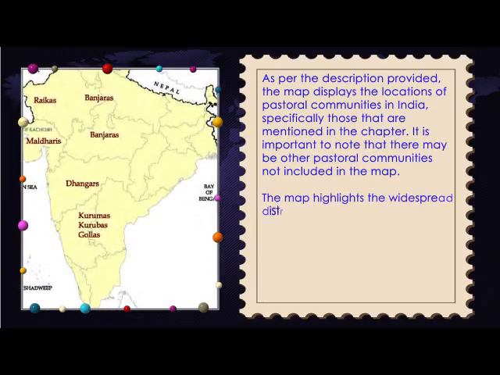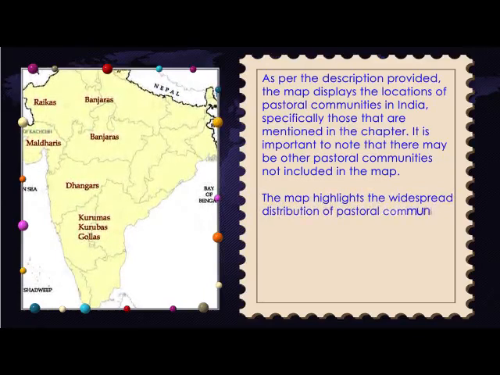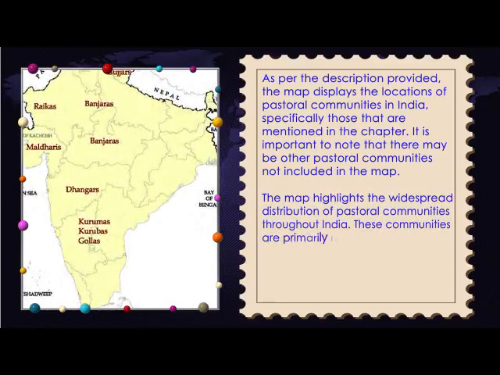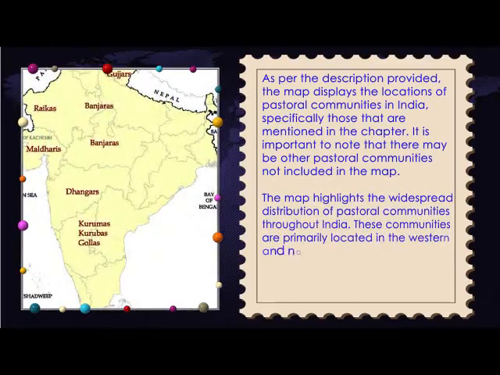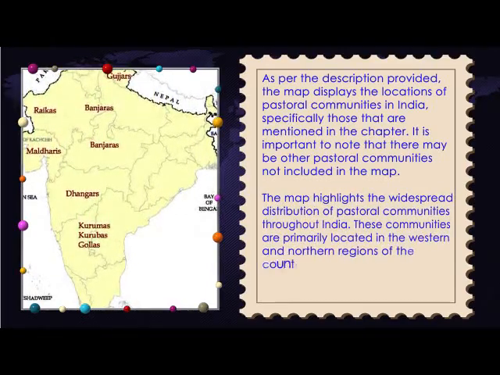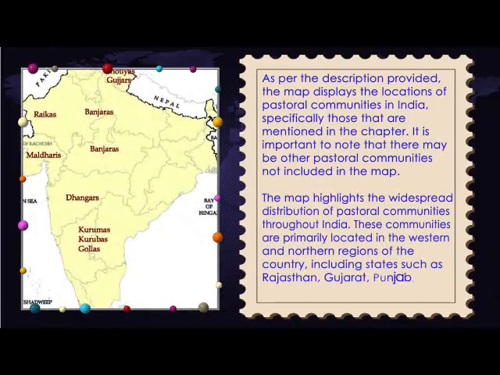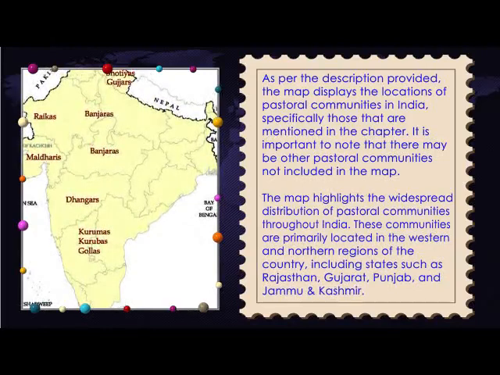The map highlights the widespread distribution of pastoral communities throughout India. These communities are primarily located in the western and northern regions of the country, including states such as Rajasthan, Gujarat, Punjab, and Jammu and Kashmir.